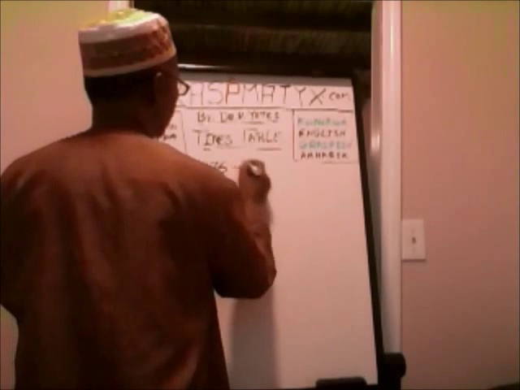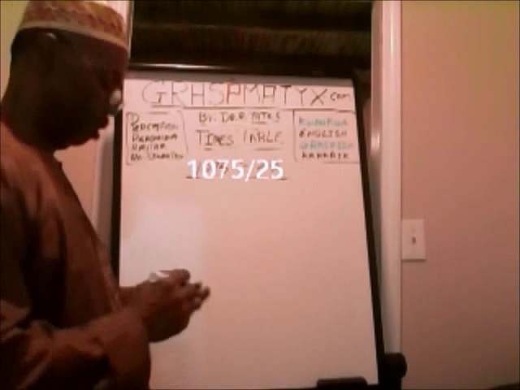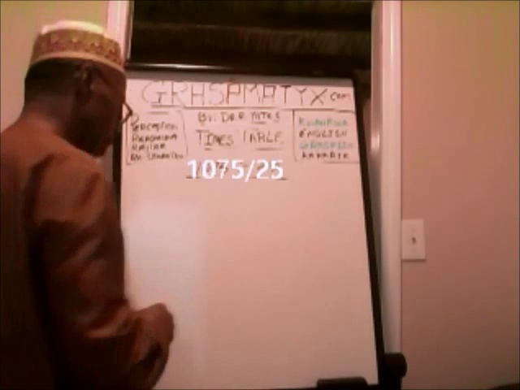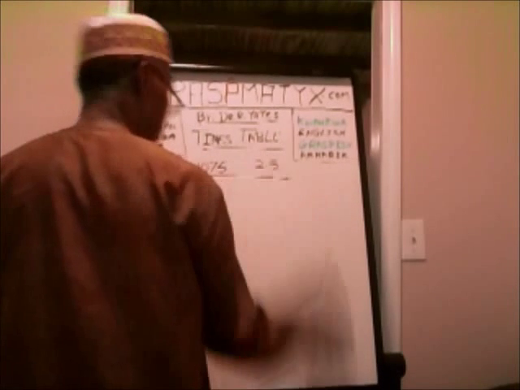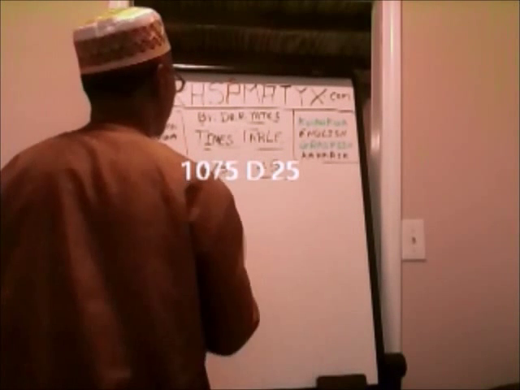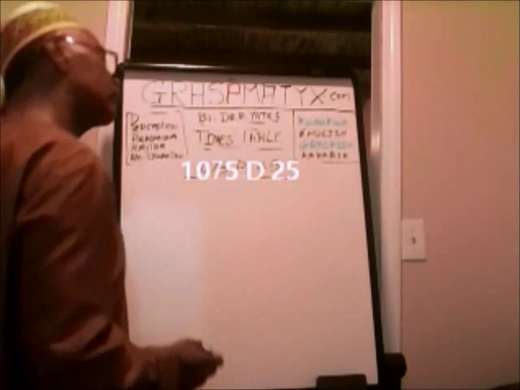1075 divided by, let's use 25. Okay, 25. Well, that's a symbol for division, but we use the letter D. 1075 D means divide 25. Okay.